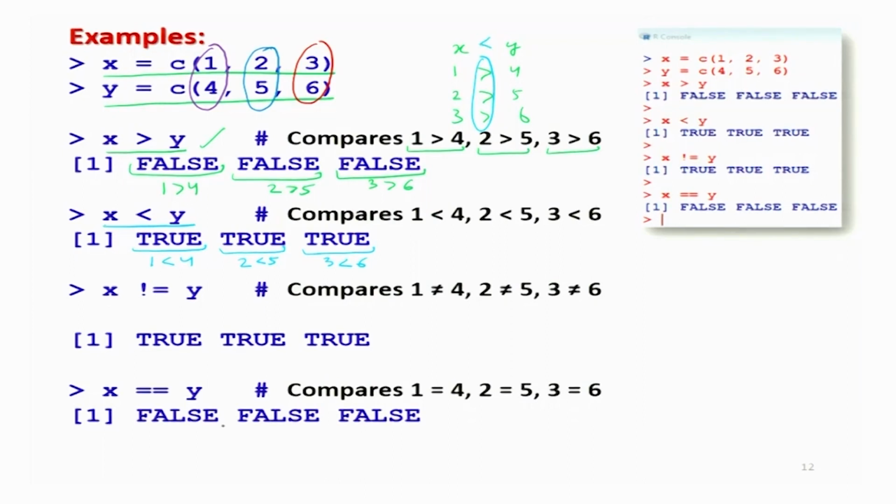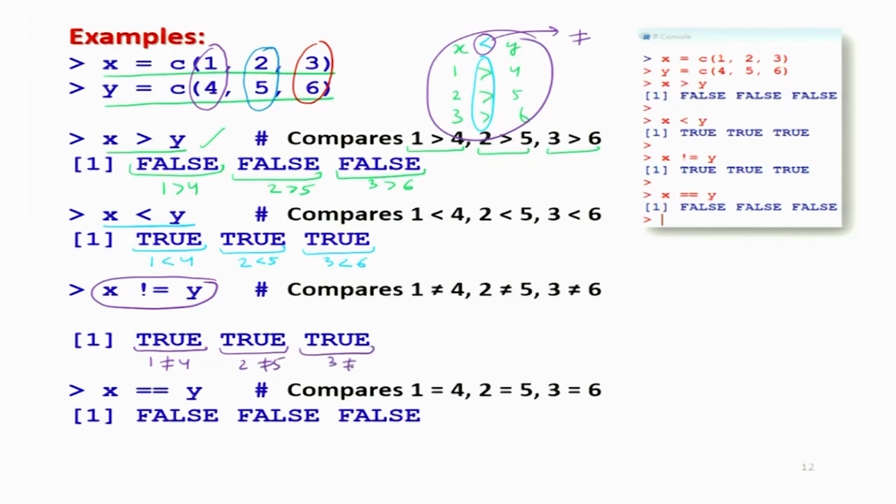And similarly, in case you take the operation x is not equal to y, then again it has 3 outcomes, and in this operation the sign is replaced by not equal to. So, now this true, the value at the first position, is an outcome of 1 is not equal to 4, which is true. The second value is an outcome of 2 not equal to 5, and the third value is an outcome of the operation 3 is not equal to 6.